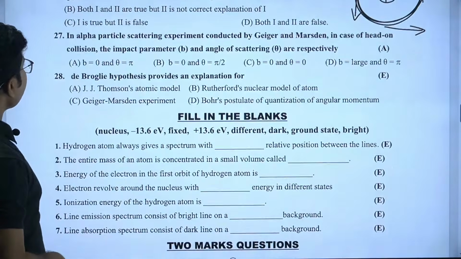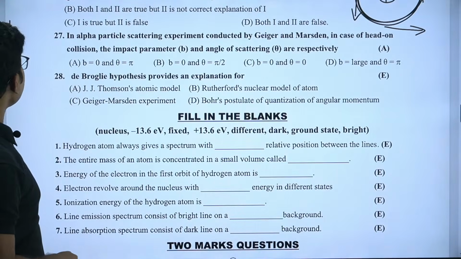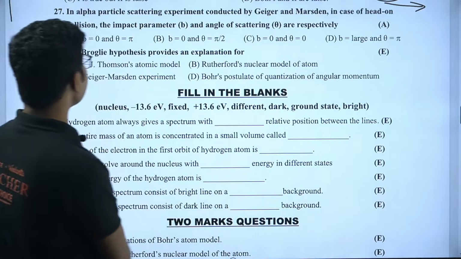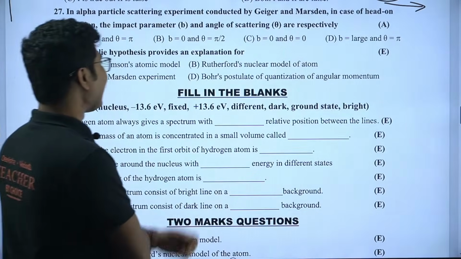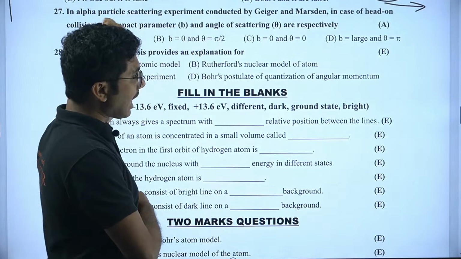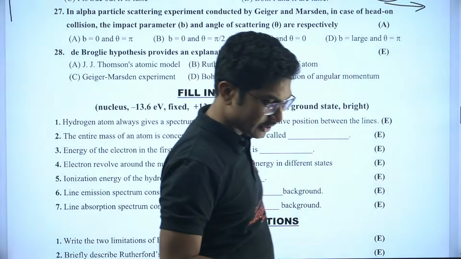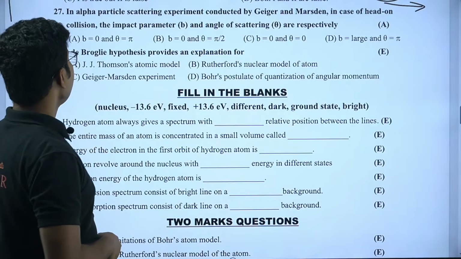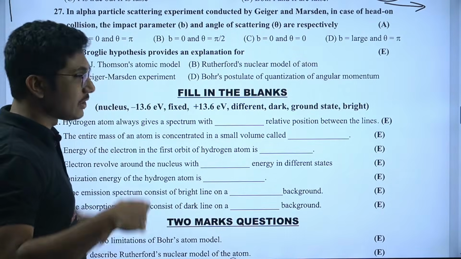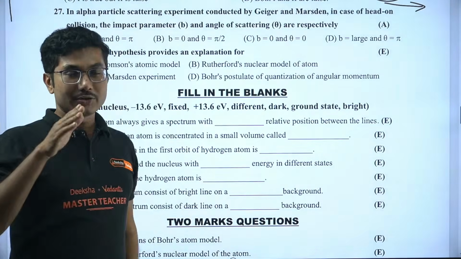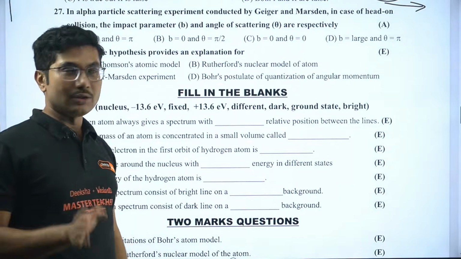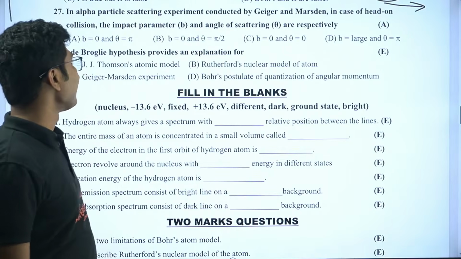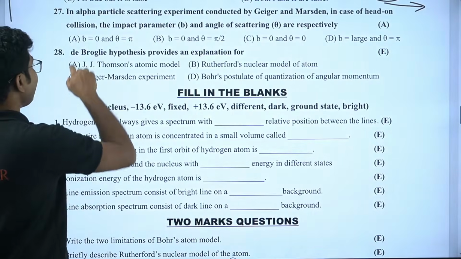Question number 27. In the alpha particle scattering experiment conducted by Geiger-Marsden, in case of a head-on collision, the impact parameter and the angle of scattering are respectively. We have answered this question in the easy part section. Answer it quickly. Head-on collision means the impact parameter is 0. If the impact parameter is 0, what is the angle of scattering? So 27 is also option A.